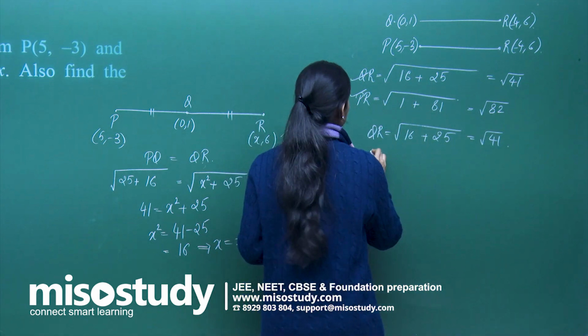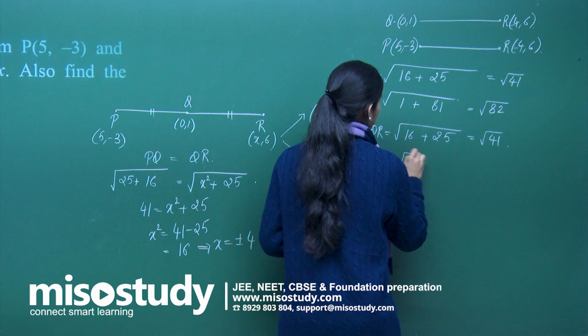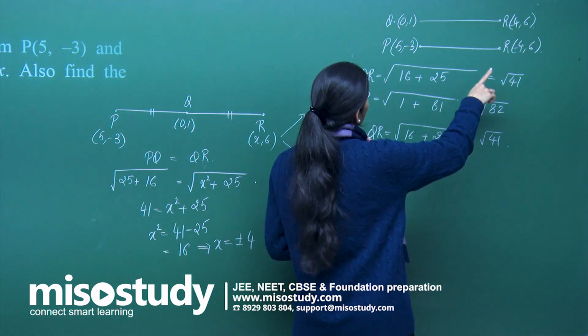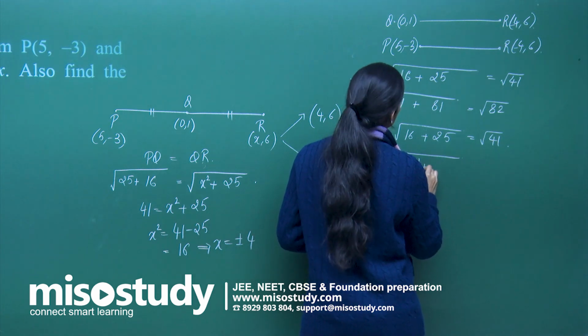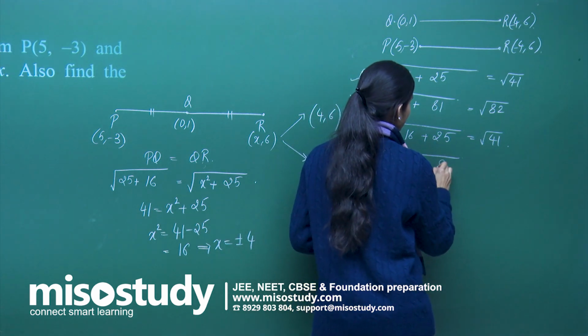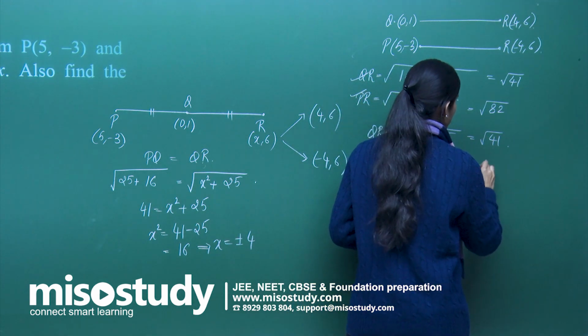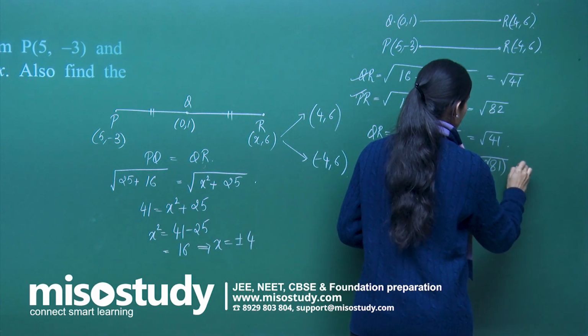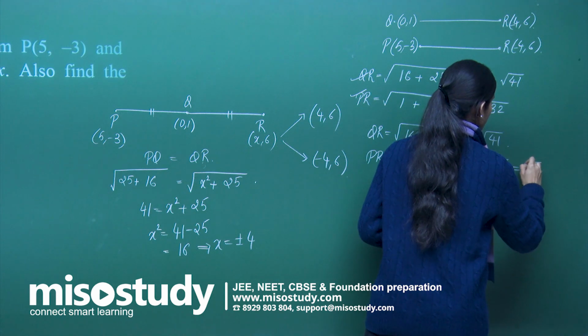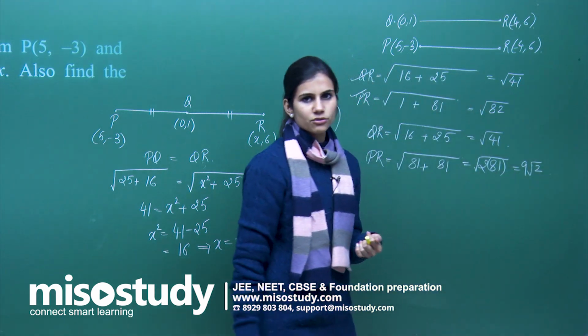Fine. And then you want to calculate PR. PR is 4 minus 5, that is 9 whole square, which is 81, plus 6 minus minus 3, which is again 9 whole square, which is 81. So it is square root of 2 times 81, which is root 2 into 9, that is 9 root 2.